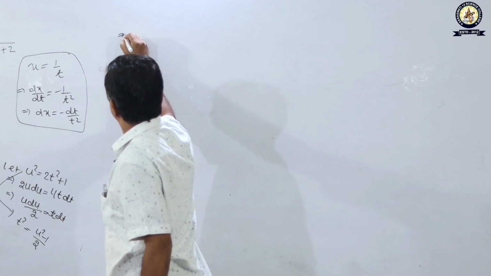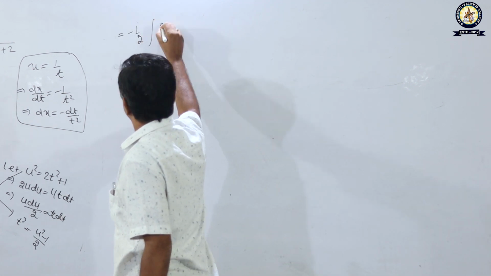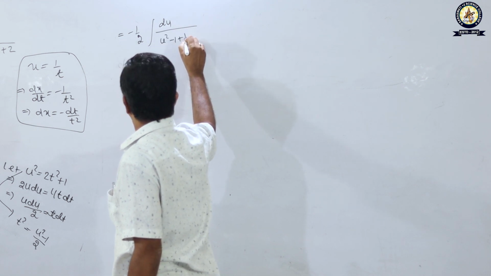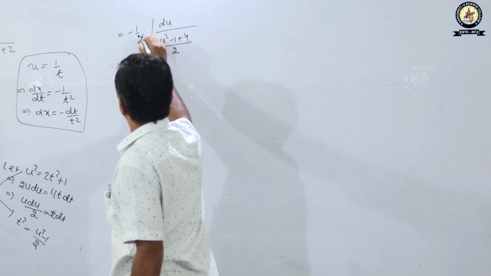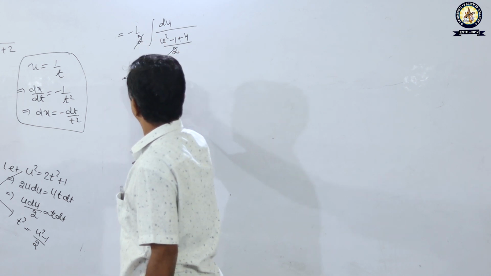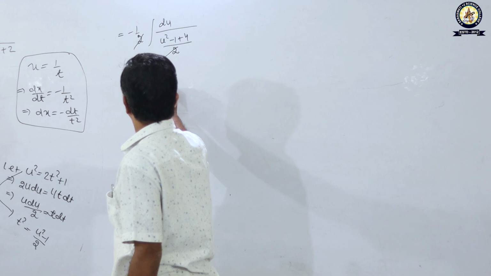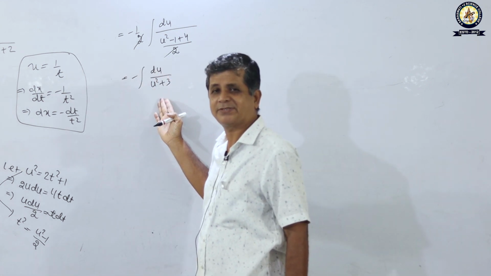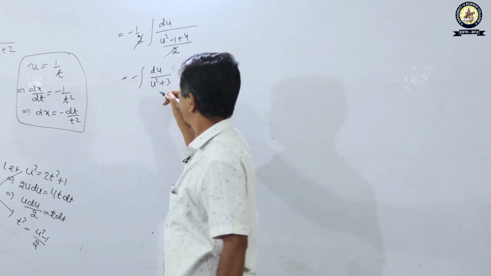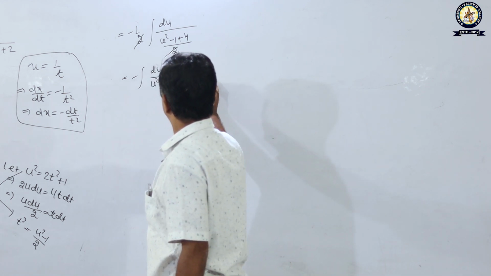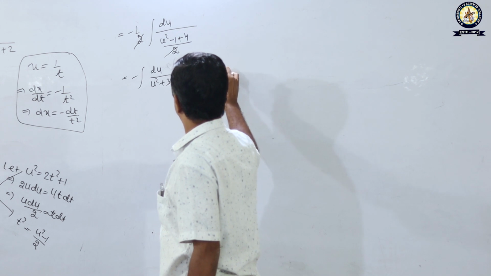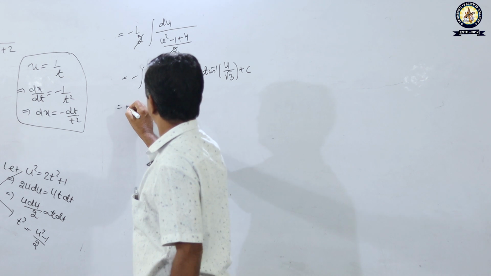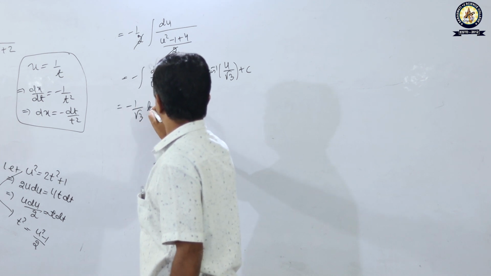Now it is minus 1 by 2 integration of du by (u square minus 1 plus 4) by 2. Here the 2 also cancels. So this is minus du by u square plus 3. Using dx by x square plus a square equals 1 by a tan inverse x by a, it is minus 1 by root 3 tan inverse u by root 3 plus c.